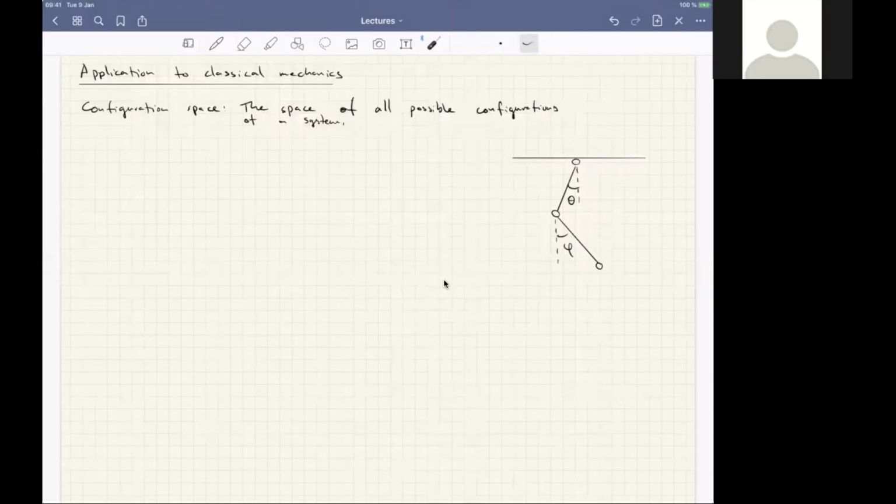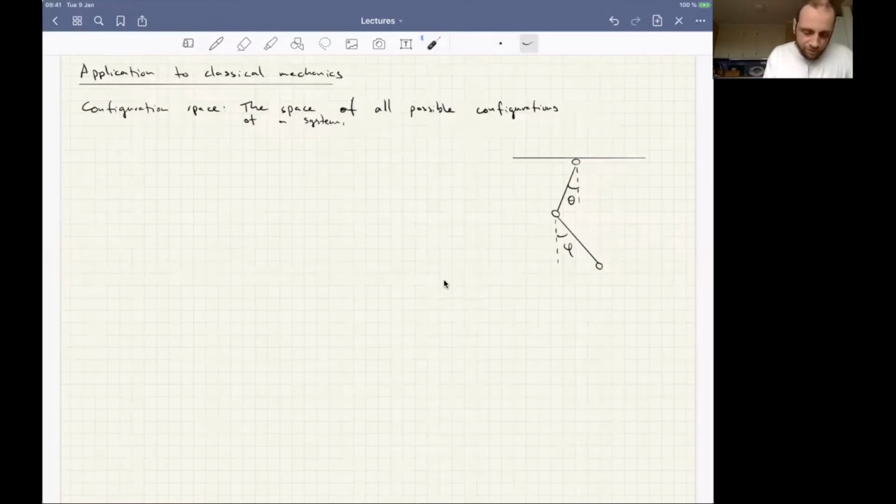If I have a single pendulum, that would essentially be given by a circle. So this is actually two circles. The configuration space here is a torus essentially, because if I add 2 pi to theta, I come back to the same system. If I add 2 pi to phi, I come back to the same system.